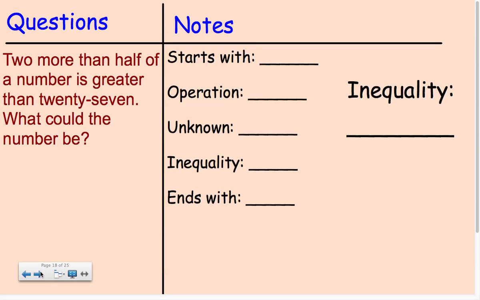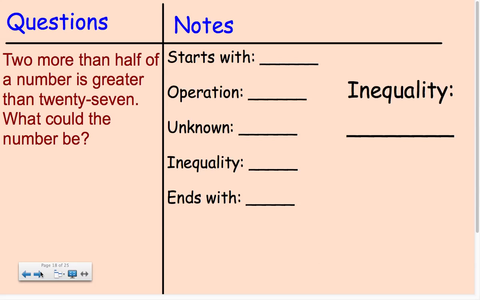All right, here we go with SUI. 2 more than half of a number is greater than 27. What could the number be? Now that we're in multi-step equations and inequalities, I'm going to let you know that SUI is going to get a little more challenging. It still works, but not quite as nicely as with the one step. So I just want to give you that warning ahead of time.